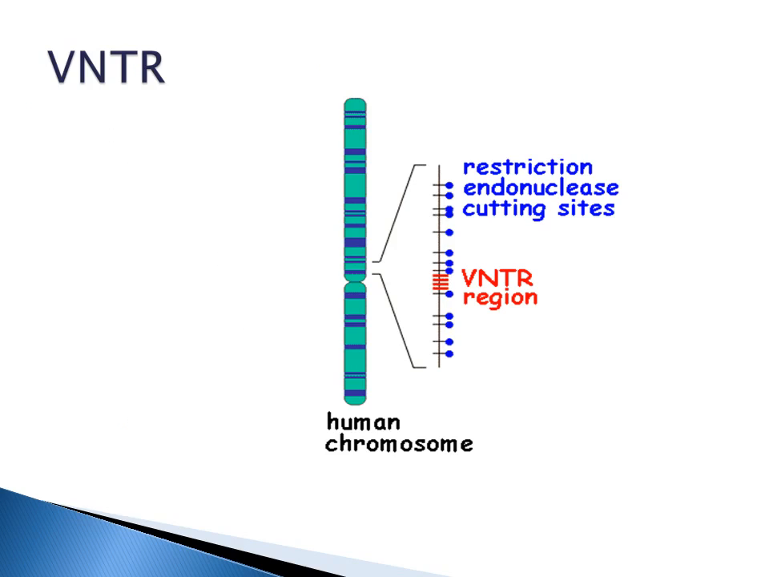So we've already discussed short tandem repeats and variable number tandem repeats, and there are specific regions in the DNA within the human chromosome that you have tandem repeats. So you have specific DNA sequences that repeat over and over and over, and the number of repeats is going to vary from one person to another person.